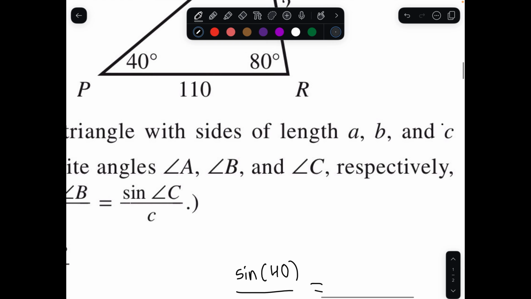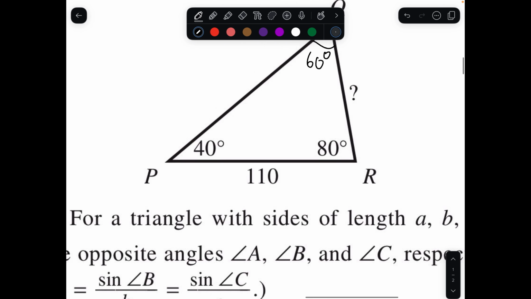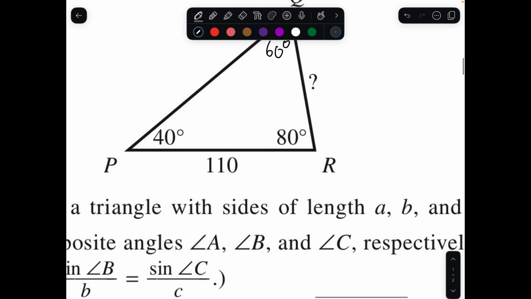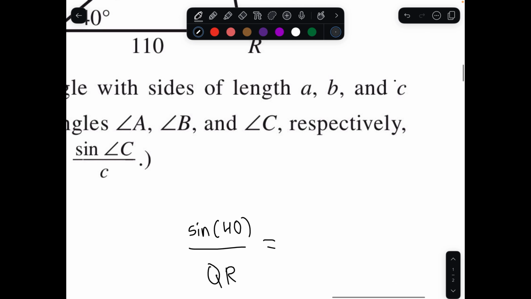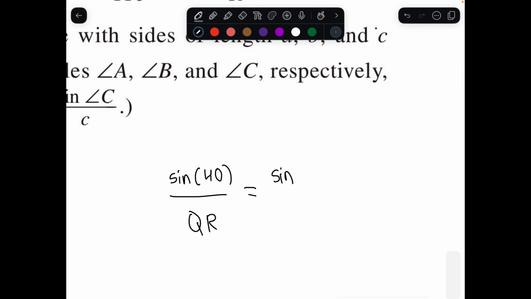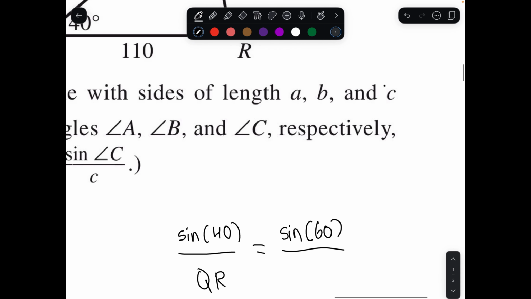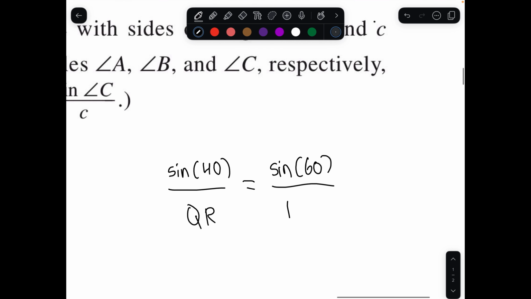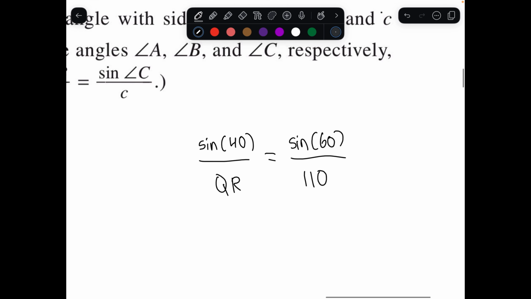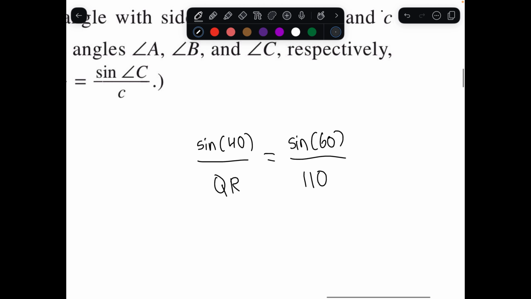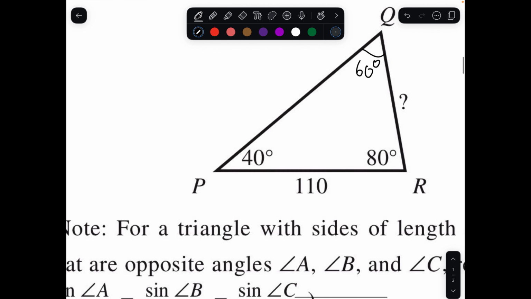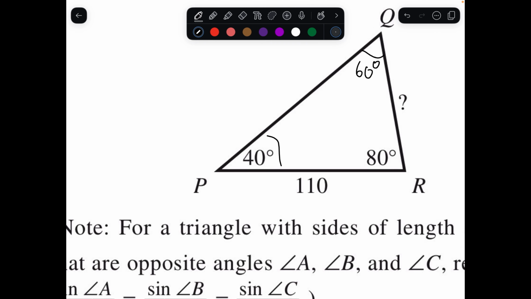This ratio is equal to sine of 60 and its opposite side, which is 110. These two are equal. This is what the law of sines states. An angle over its opposite side equals another angle in the triangle over its opposite side.